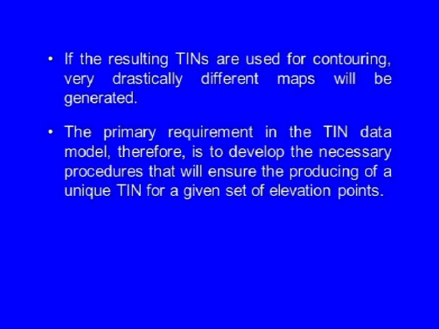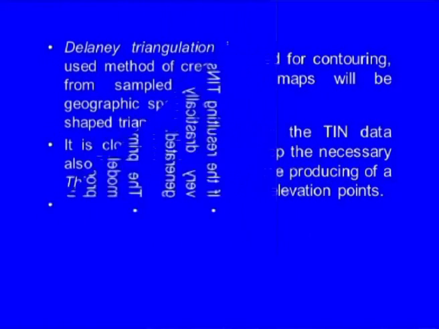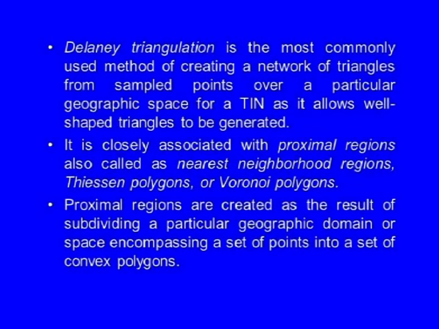If the resulting TINs are used for contouring, very drastically different maps will be generated, as we have seen just now. The primary requirement in the TIN data model, therefore, is to develop the necessary procedures that will ensure the production of a unique TIN for a given set of elevation points. Delaunay's triangulation is the most commonly used method for creating a network of triangles from sample points over a particular geographic space for a TIN, as it allows well-shaped triangles to be generated. It is closely associated with proximal regions, also called nearest neighborhood regions, Thiessen polygons or Voronoi polygons.